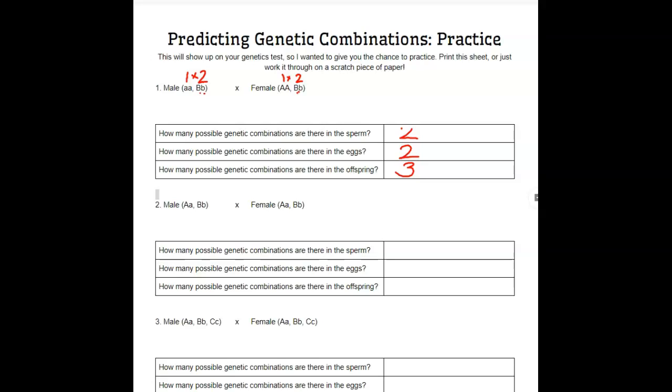So if we were to do this for number 2, looking at my male, he is going to pass on 2 potential combinations for big A, little a.